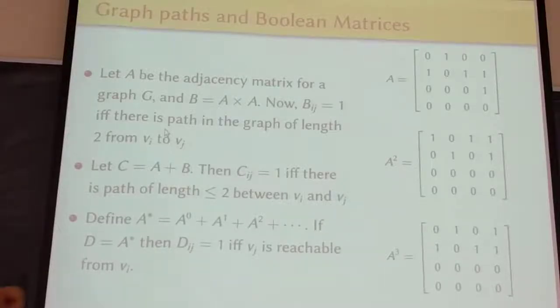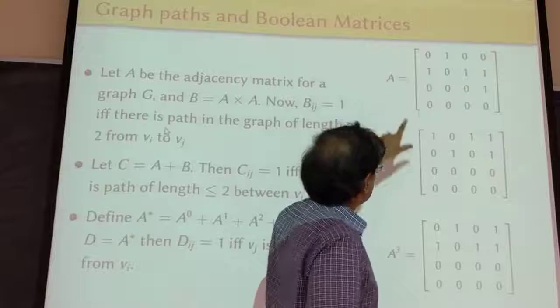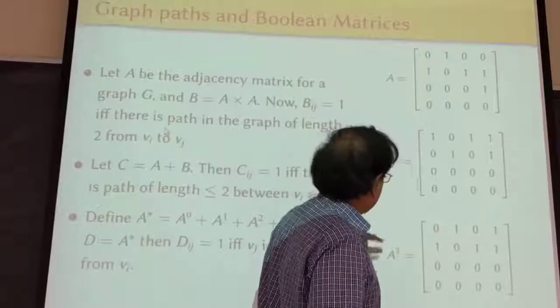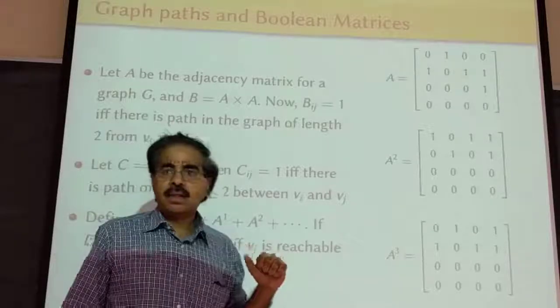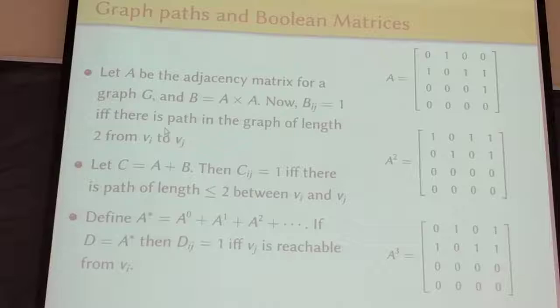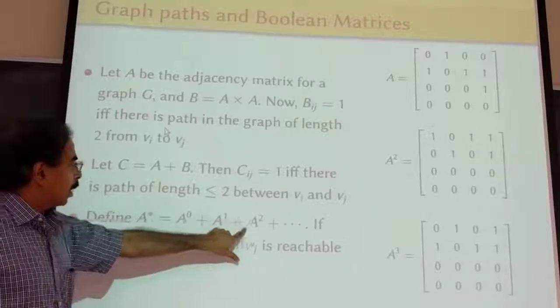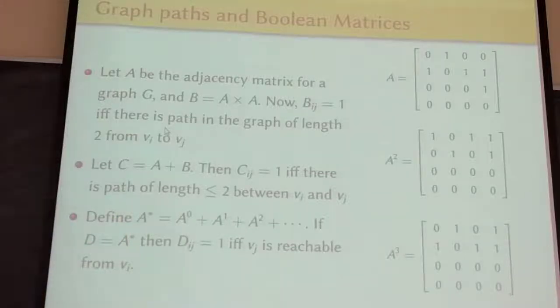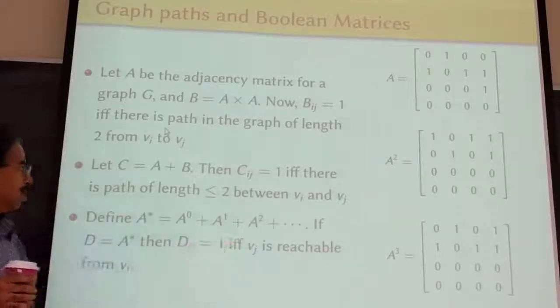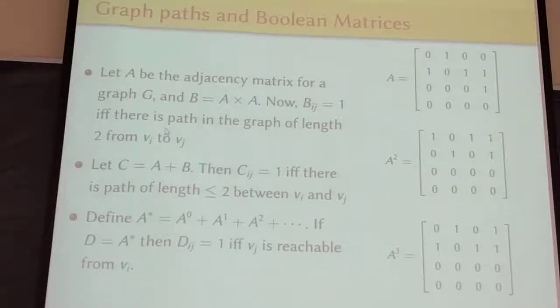So this shows what happens for that example graph. A will be this, A square will be this, and A cube will be this. Okay? And now you can define the closure of the matrix as A star equals A power 0 plus A power 1 plus A power 2 all the way. You can define it as an infinite sum, but typically it's enough to go to A to the power n.